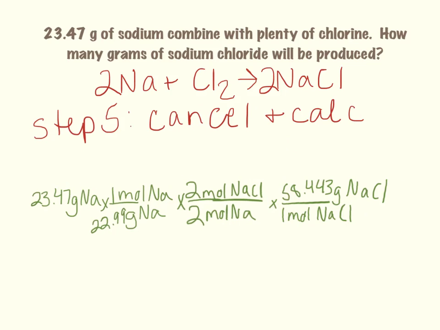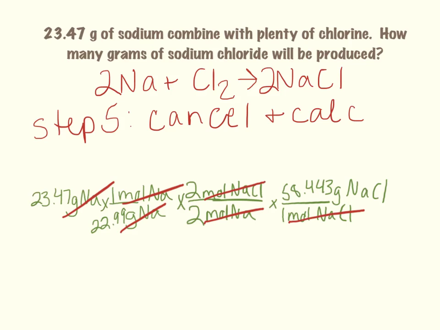And our last step, step 5, is to cancel and calculate. So we'll start off by looking at our labels and making sure that they all cancel out. So I've got grams of sodium on top, grams of sodium on bottom. They go away. Moles of sodium on top, moles of sodium on bottom. They go away. Next one is moles of sodium chloride on top and moles of sodium chloride on the bottom, leaving us with grams of sodium chloride, which is the label we want.